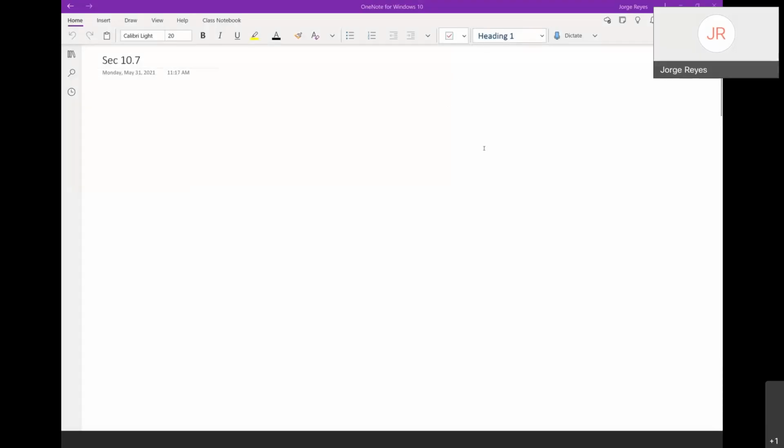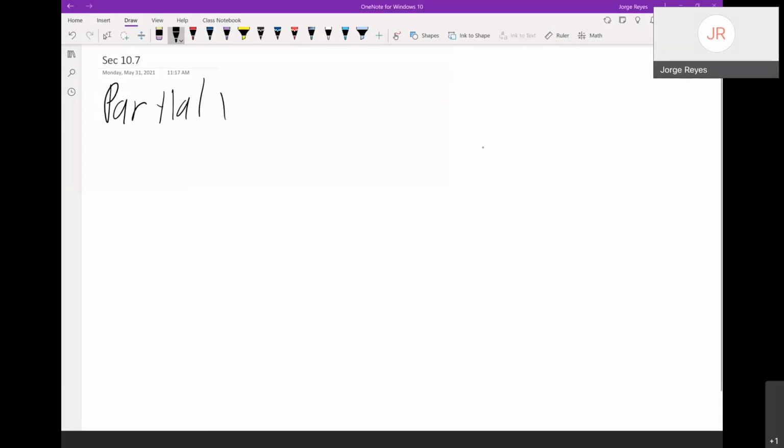Hello, class. So we are going back now, finally, to section 10.7, which is about partial fractions. Specifically, it's actually called partial fraction decomposition, but everyone just kind of calls it partial fractions.